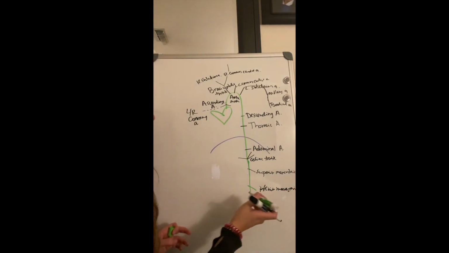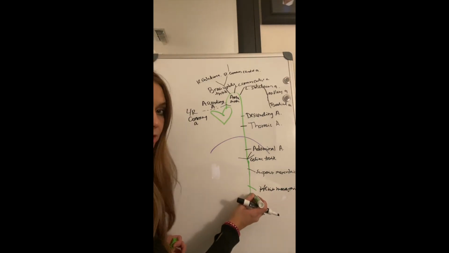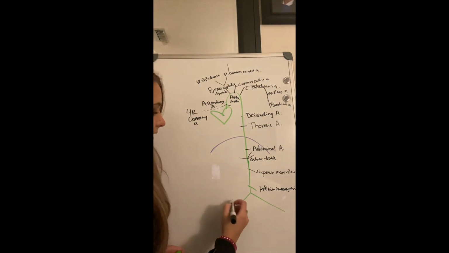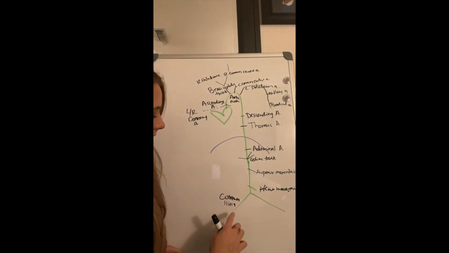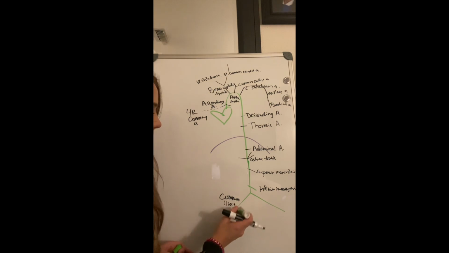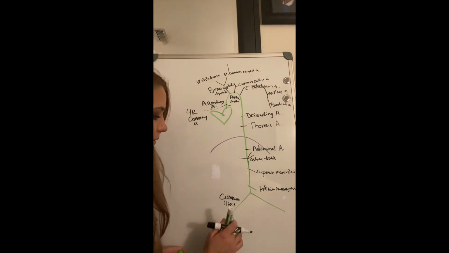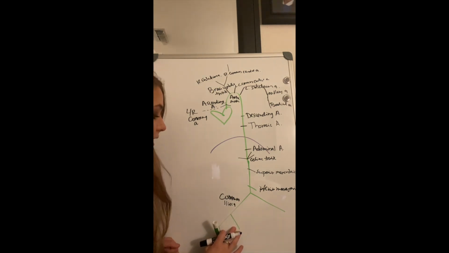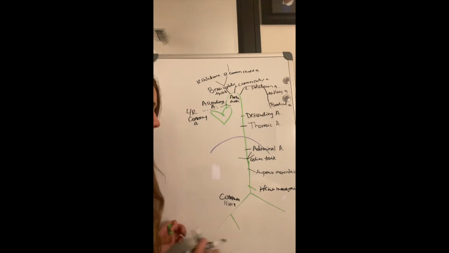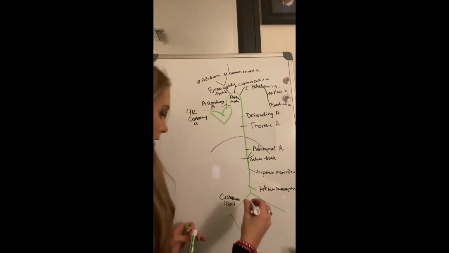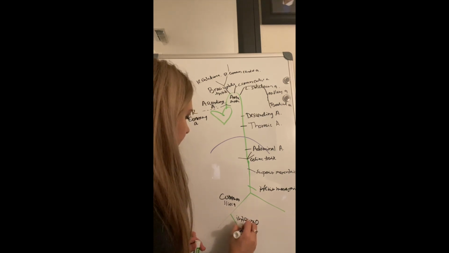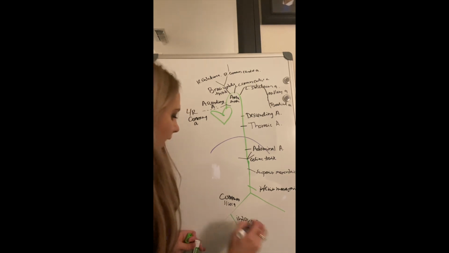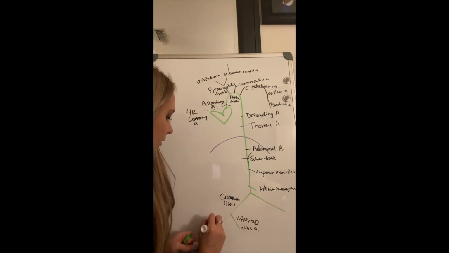Okay. And then from then you can go into your lower extremities. This here is called the common iliac artery. And then from then it branches into two different things. The common iliac will branch into the internal iliac artery and the external iliac artery. So internal iliac artery and the external iliac artery.